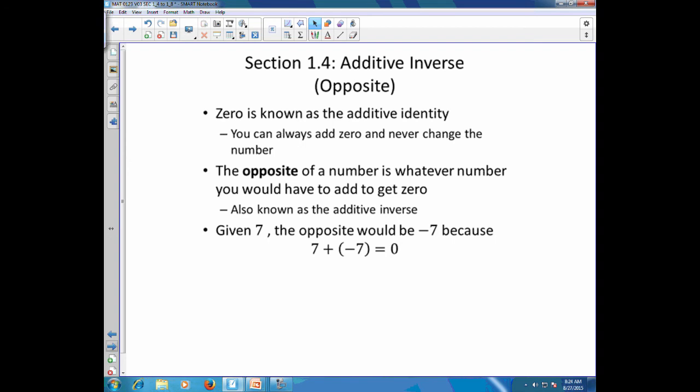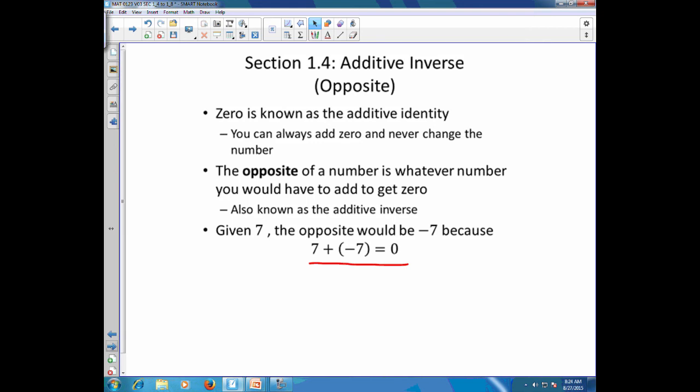Now, when we talk about adding real numbers, we need to talk about what's known as the additive inverse. 0 is what's known as the additive identity, which just means that you can add 0 to anything and you'll never change the number. You can add 0 as many times as you want and nothing will change. So what we call the opposite of a number is whatever you would have to add for that number to be 0. So it's also known as the additive inverse. So for example, if we're given 7, the opposite would be -7, because 7 plus -7 is equal to 0.